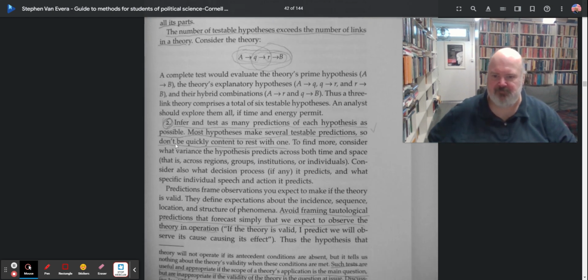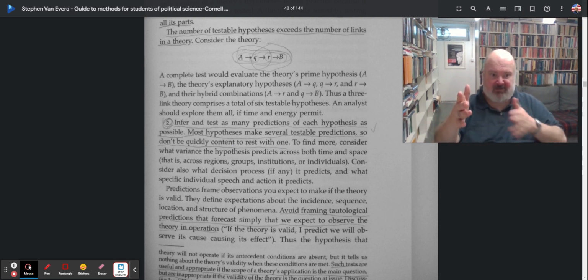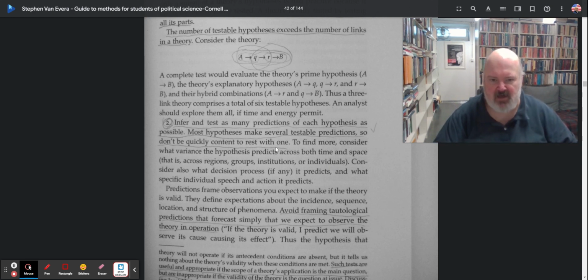Okay. 2. Infer and test as many predictions of each hypothesis as possible. Most hypotheses make several testable predictions. So don't be quickly content to rest with one. So therefore, you have a hypothesis. Well, there are several different ways to test it. Engage and test them in different ways. To find more tests, consider what variance the hypothesis predicts across time and space. That is, across regions, groups, institutions, and individuals.